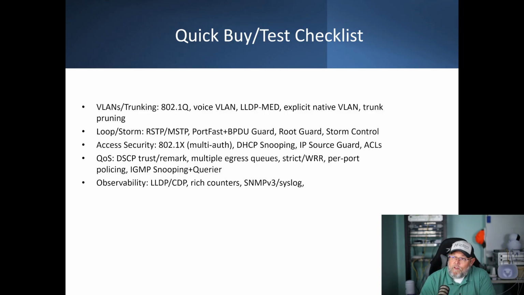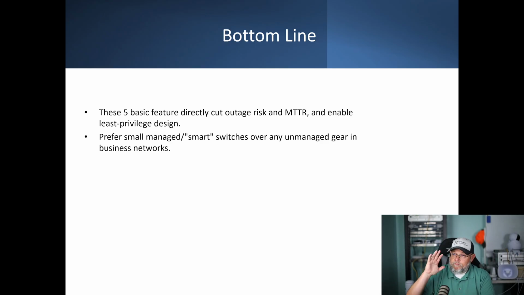You want some sort of loop storm protection. You need that access security. If you're in a compliance-driven environment, you're going to have that. You want to be able to do QoS, and you want to be able to observe or manage the switch remotely. These 5 basic features directly cut outage risk and MTTR, and enable least privilege design, and ensure a smooth operation, smooth troubleshooting. You can see things that are wrong before the client knows, and it makes you look good.